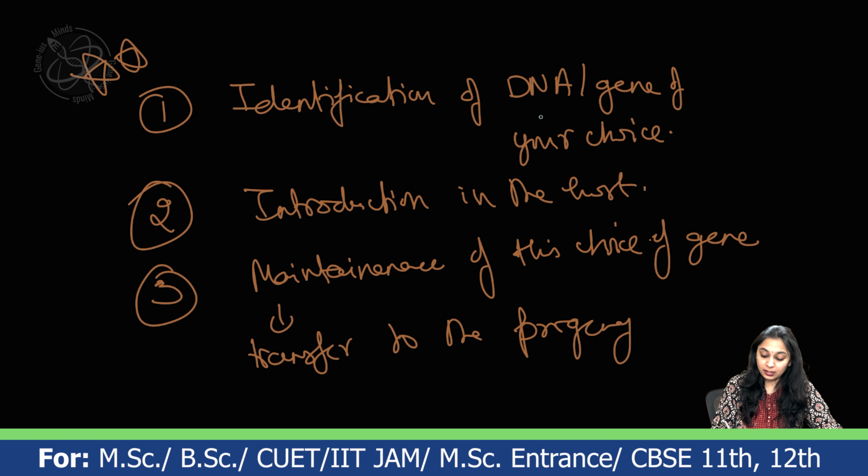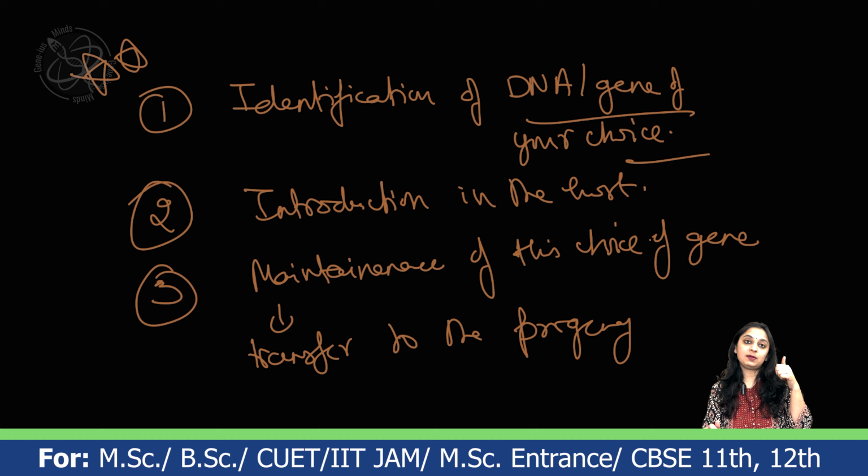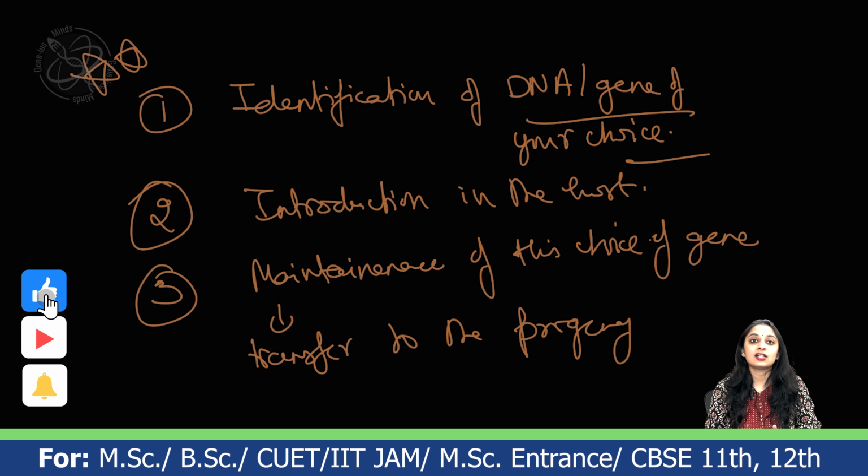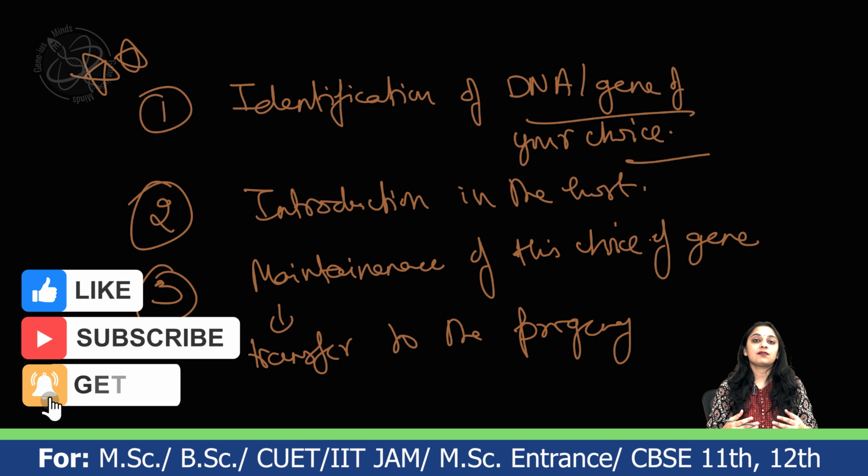So I hope all of you are able to understand. The first one is you should be able to identify the gene of your choice. Second, in which organism you want to incorporate it, and which vector you are going to use to transfer it from one organism to another. And the third one, it should show its characteristics and be able to transfer it to its progeny.